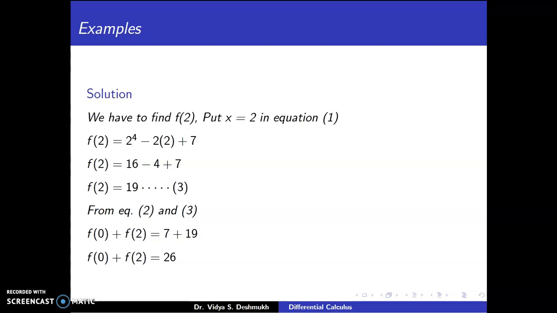So f of 2 is equals to 2 raised to 4 minus 2 into 2 plus 7. And you know that very well, what is the value of 2 raised to 4? That is 16 minus 2 into 2 is 4 and plus 7. And f of 2 is nothing but 19. This is our equation 3. So from equation 2 and 3, we can write f of 0 plus f of 2 is equals to 7 plus 19 and it is nothing but 26.